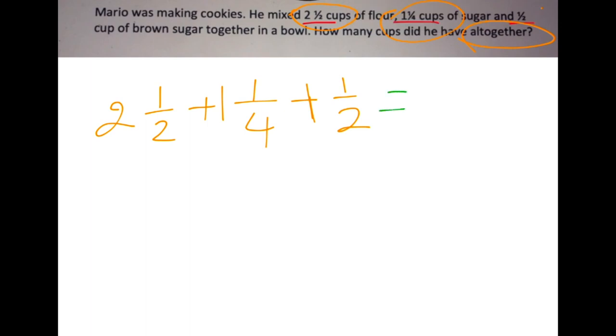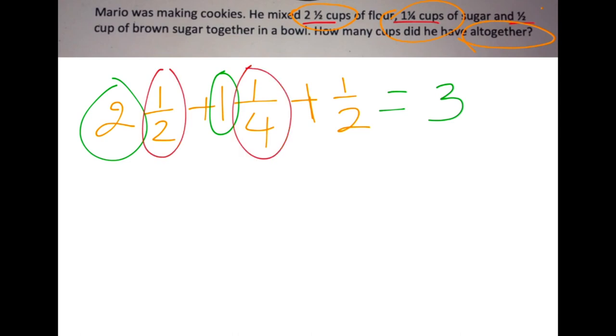Now, there are many ways I can add these fractions. One of the ways: I can add the whole numbers first, so I have 3, 2 plus 1 is 3. Then I will add the fractions separately: 1/2, 1/4 and 1/2. So what is 1/2 plus 1/2?